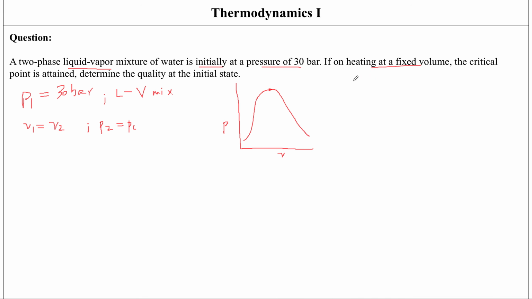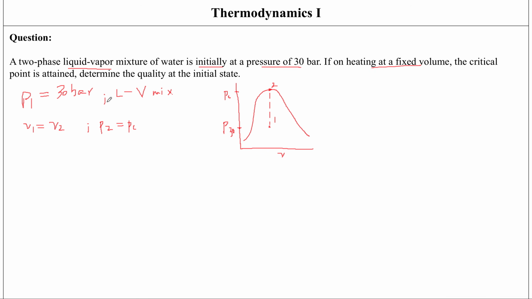Besides that, I'm being told that V1 is equal to V2. So if I'm indicating this by 2, then V1 is going to be a straight line drop down onto state 1. And over here, what I know is that my pressure is 30 bars, right? And over here, the pressure is critical pressure. So this is the information that is given to me. Now I can go and look at the tables.